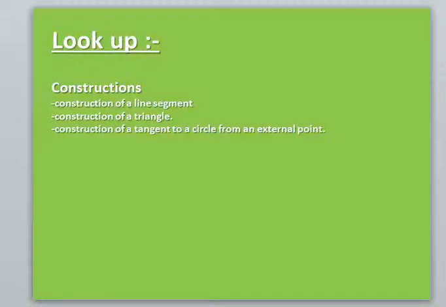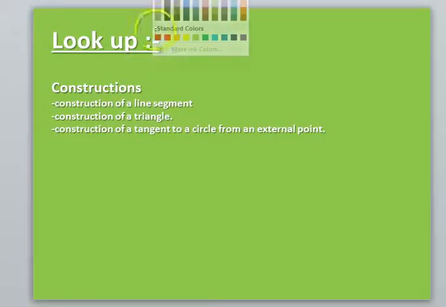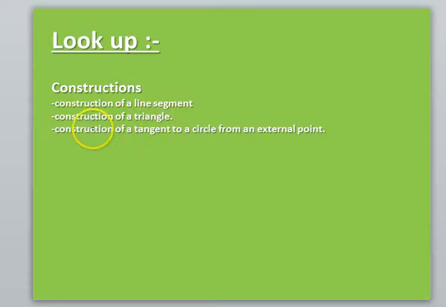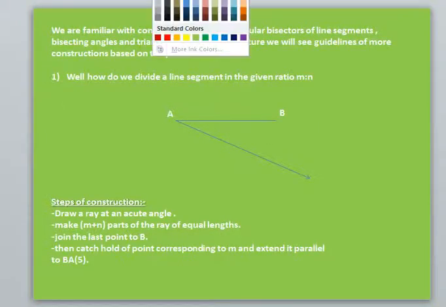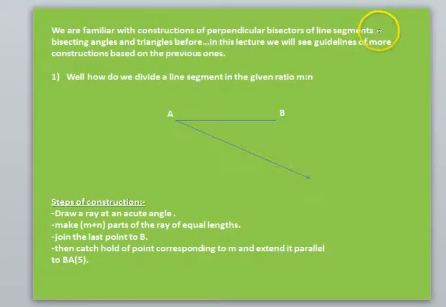Hi, I am Mithilesh. In this lecture, we're going to see constructions: construction of a line segment, construction of a triangle, and construction of a tangent to a circle from an external point. We are familiar with the construction of perpendicular bisector of line segments, bisecting angles, and construction of triangles before. In this lecture, we will see guidelines of more constructions based on the previous ones.